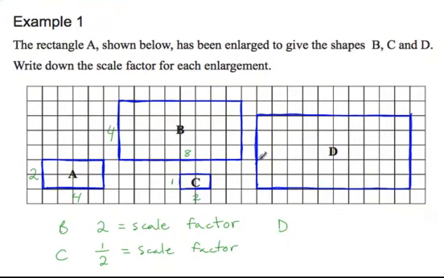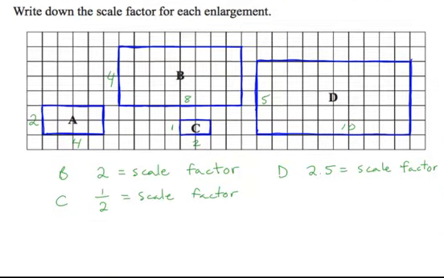Let's look at rectangle D. This is 1, 2, 3, 4, 5. Okay, that length is 5. This one is 1, 2, 3, 4, 5, 6, 7, 8, 9, 10. Okay, so 10 divided by 4 will give us the scale factor, and 10 divided by 4 is 2.5. And then we can confirm, just to make sure, 5 divided by 2, and that is also 2.5. So again, the rectangle is similar and has the scale factor of 2.5.